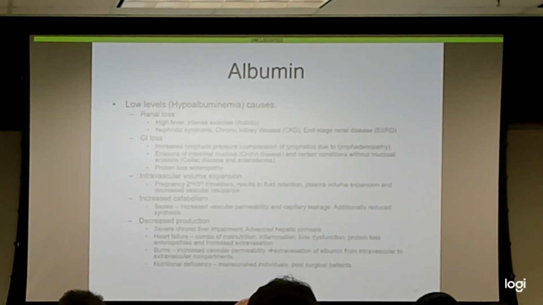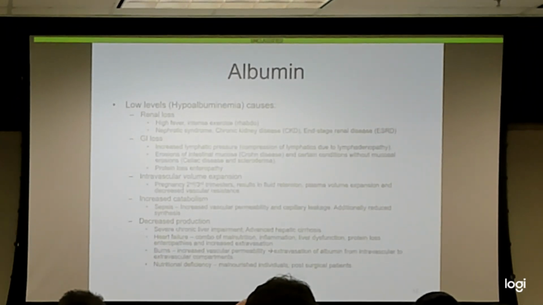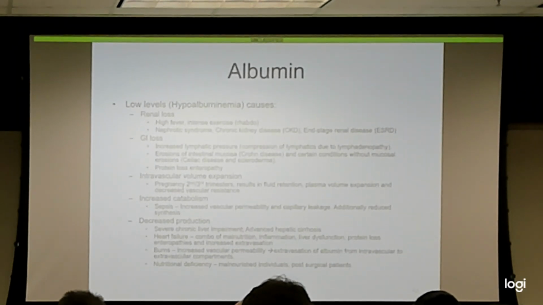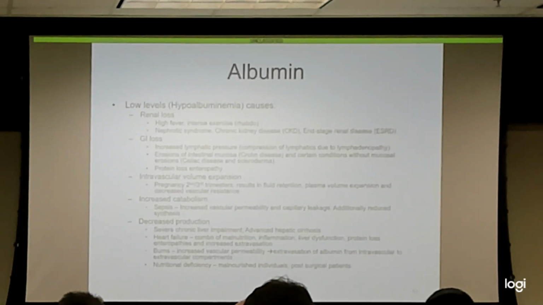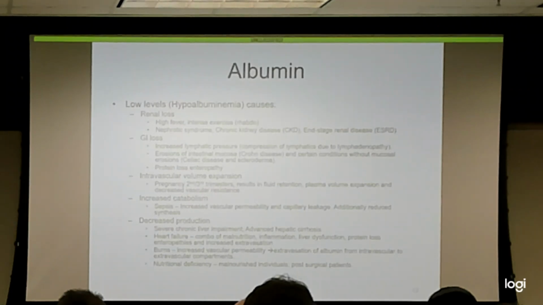And we talked about GI loss, right? Inflammatory conditions. I'm going to excrete my proteins within the bowel lumen, and I'm going to poop it out. And in lymphatic problems, so compression on the lymphatics due to lymphadenopathy, I can lose some proteins. Erosion, we talked about Crohn's disease, ulcerative colitis, and then celiac and scleroderma can do some protein loss as well. And then we talked about protein-losing enteropathy.